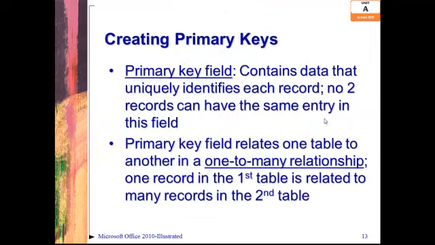Primary key. You're going to see that it actually looks like a key when you bring up that database. It contains data that uniquely identifies each record. No two records can be the same entry. A primary key field relates one table to another in a one-to-many relationship. One record in the first table is related to many records in the second table. And you'll see that as you do an exercise and connect these components together.